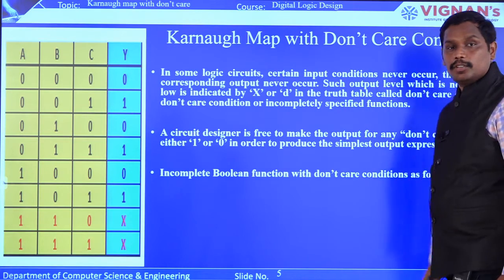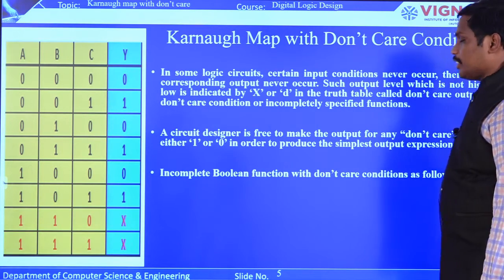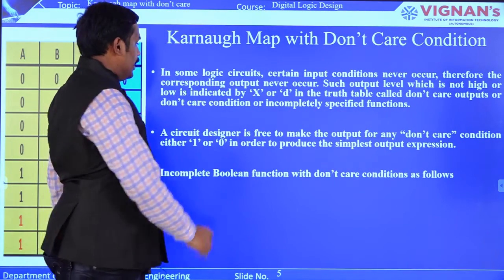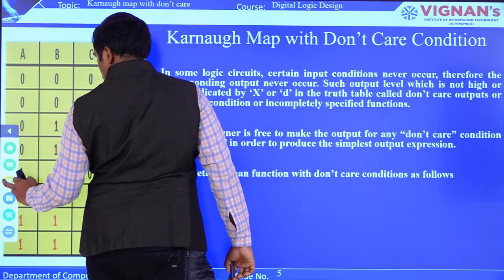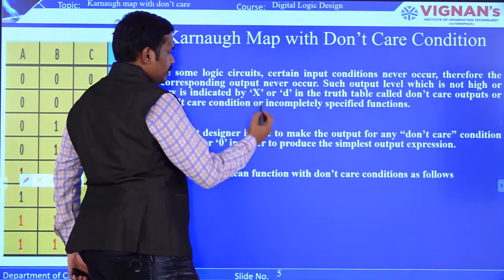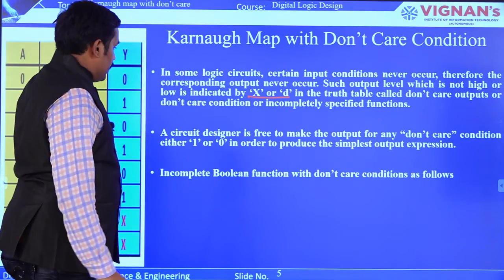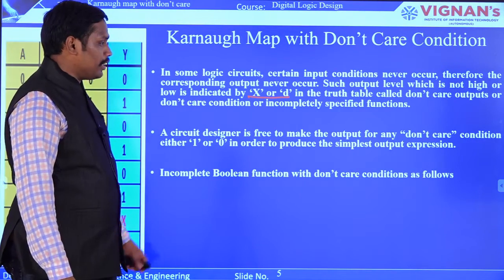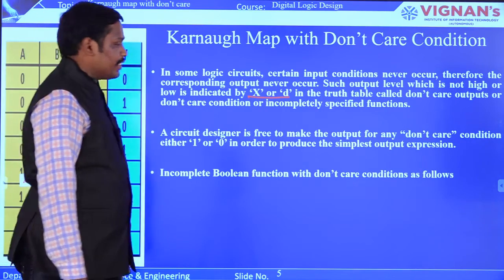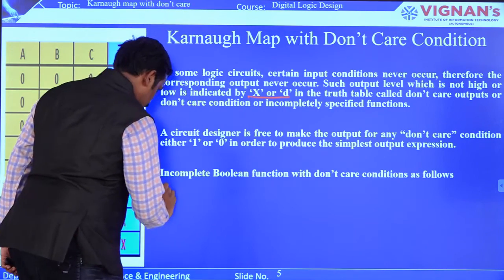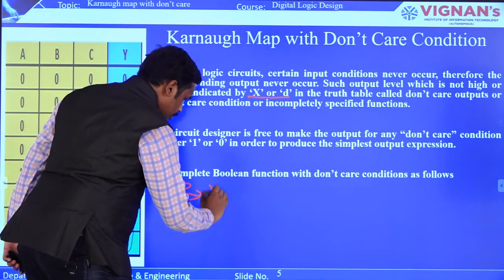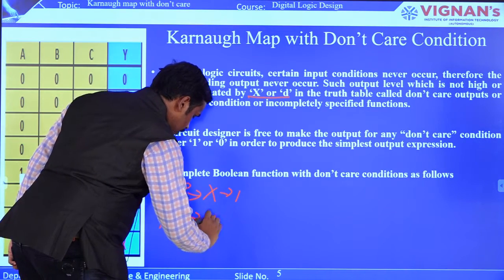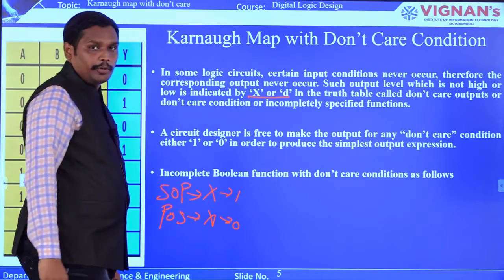So don't care conditions are there. So in any circuit, if the inputs that are given for a circuit don't produce any output, then it is represented with X or D, a letter X or D, that we call don't cares. Okay, and then these particular don't care conditions, you can replace with ones or zeros depending on the condition or the expression that is given to you. For example, if the min terms are there, that is sum of products, we are replacing don't care conditions with 1, and if it is product of sums, we are replacing the don't care conditions with 0. This is the important rule that you have to follow.